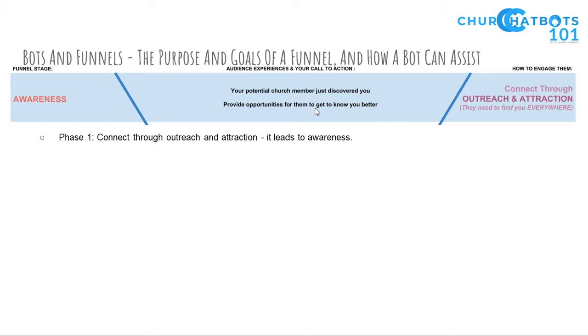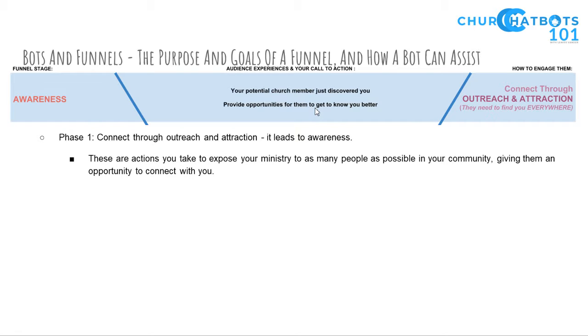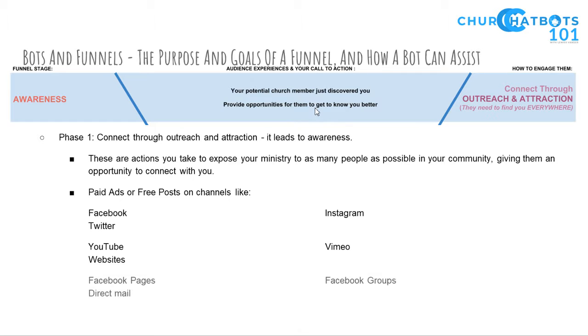So you want to connect through outreach and attraction, and that leads to awareness. These are actions you take to expose your ministry to as many people as possible in your community, giving them an opportunity to connect with you. Paid ads or free posts are available on channels like Facebook, Twitter, Instagram, YouTube, your website, Vimeo, direct pages, direct mail, Facebook groups, billboards, block parties, church handouts. These are all paid ways and free ways that you can make people aware of who you are.